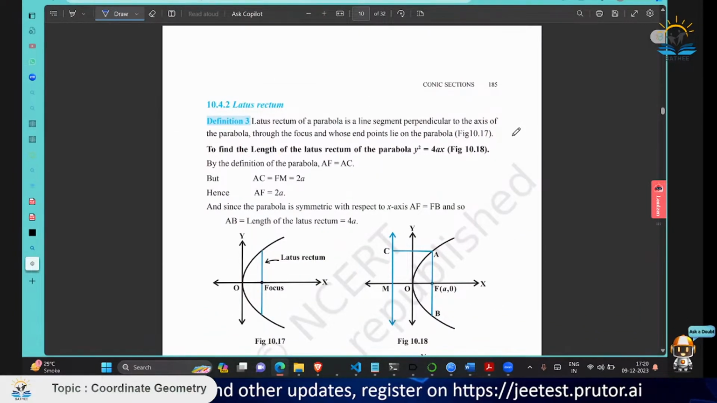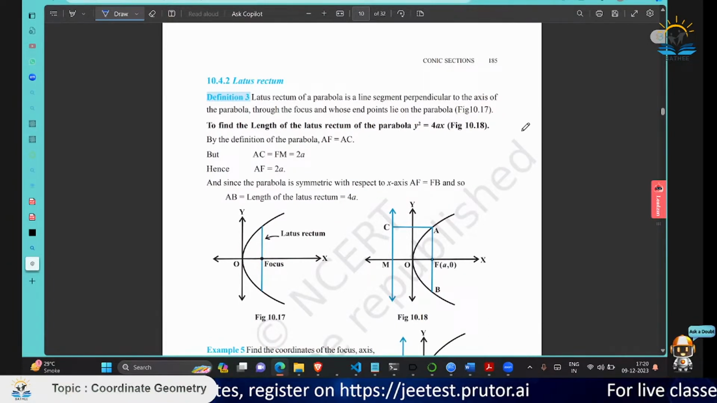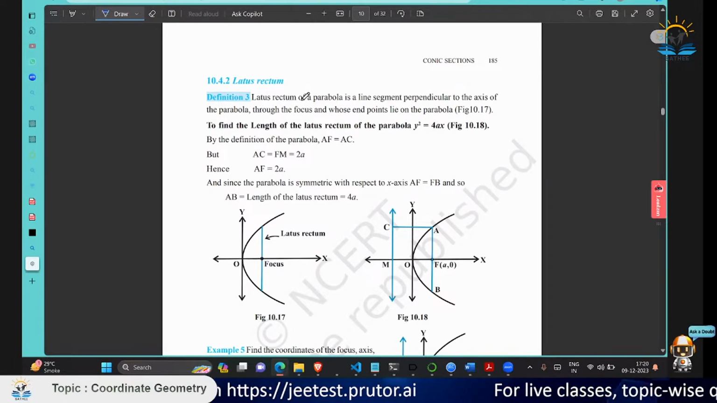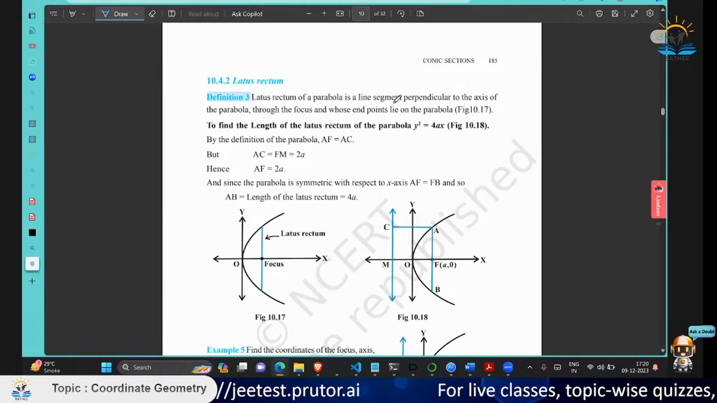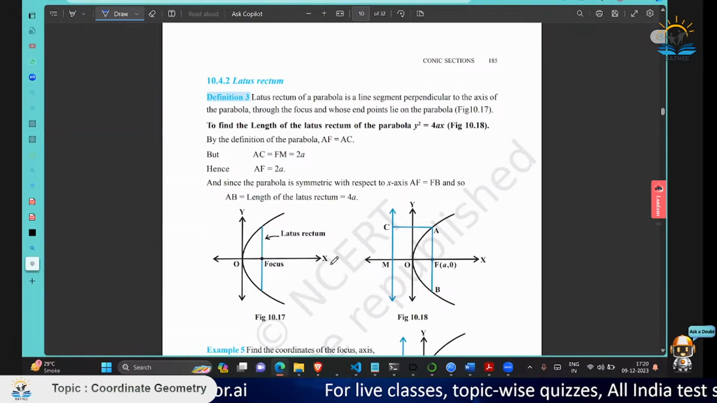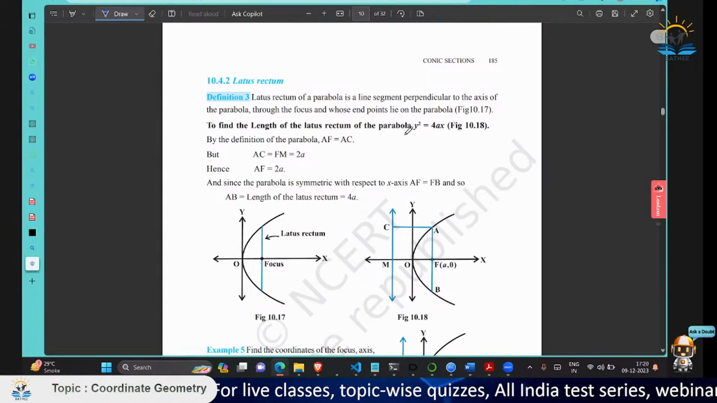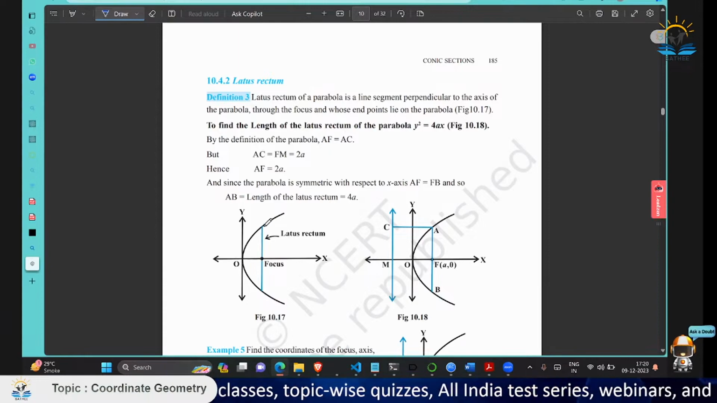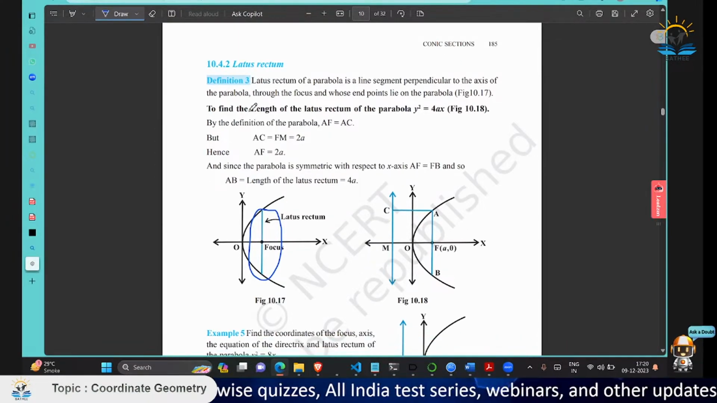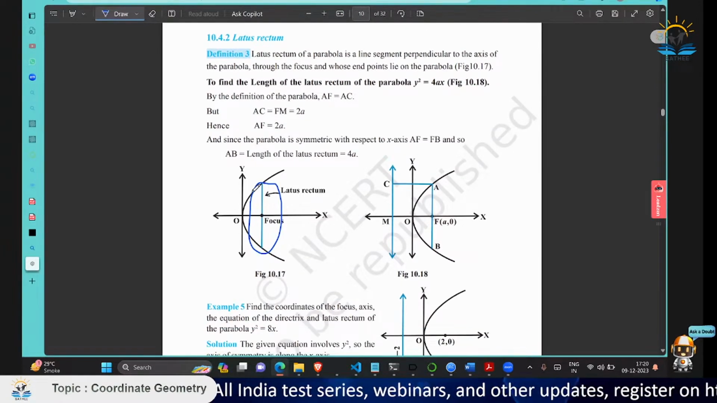Now let's move on to another very important property related to the parabola, that is the latus rectum. The latus rectum of a parabola is a line segment perpendicular to the axis of the parabola, through the focus, and whose endpoints lie on the parabola. This line is nothing but the latus rectum. Now let's find the length of this latus rectum.